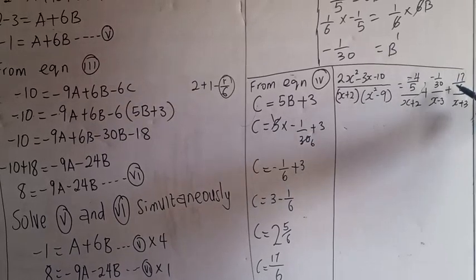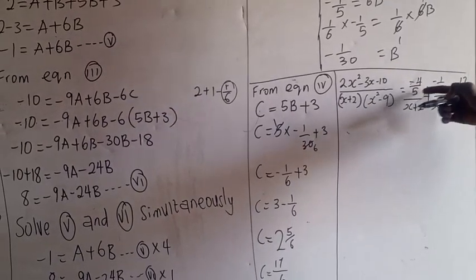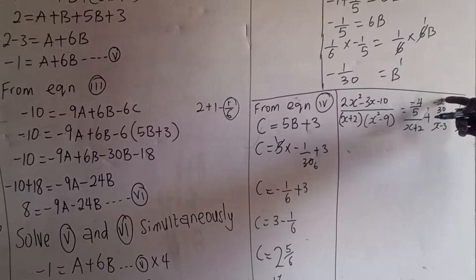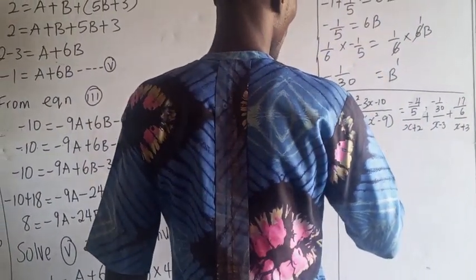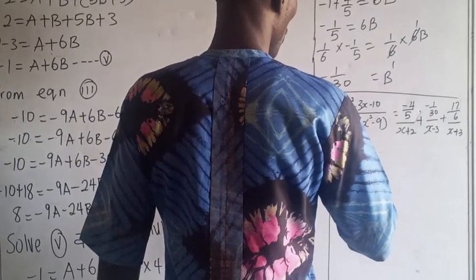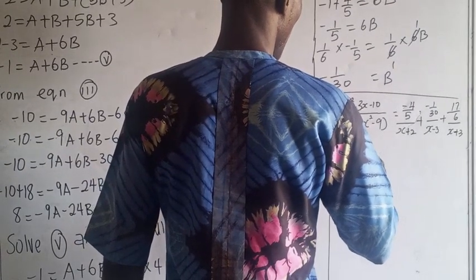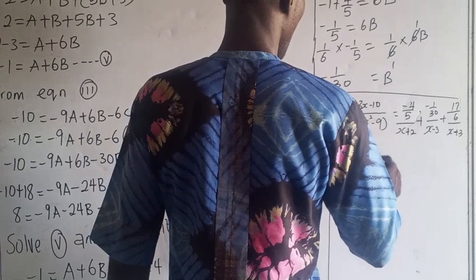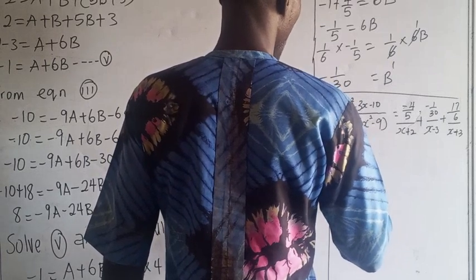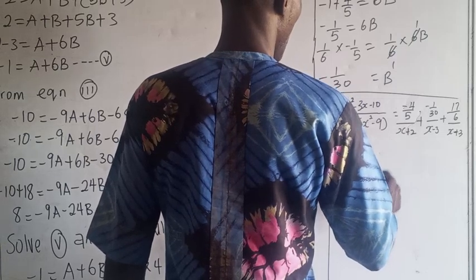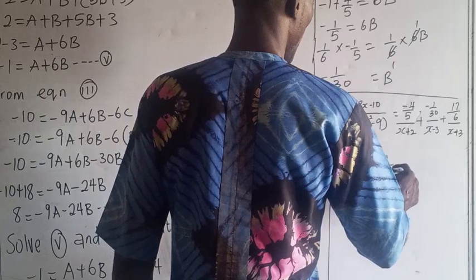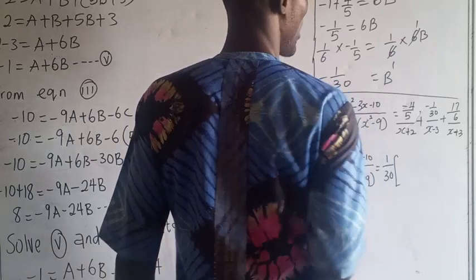Now, what is the smallest number here that can actually go in everyone here? That should be 1 over 30. So we are having 2x squared minus 3x minus 10 over x plus 2 times x squared minus 9 equals 1 over 30 into brackets.